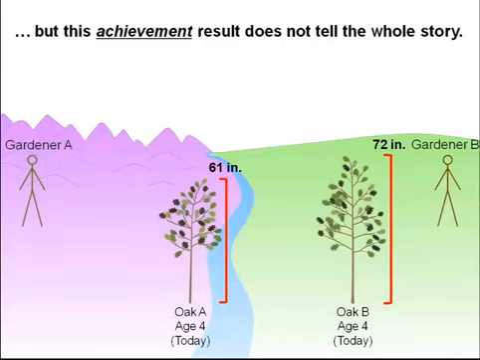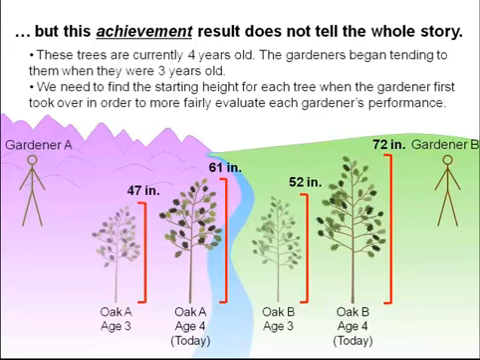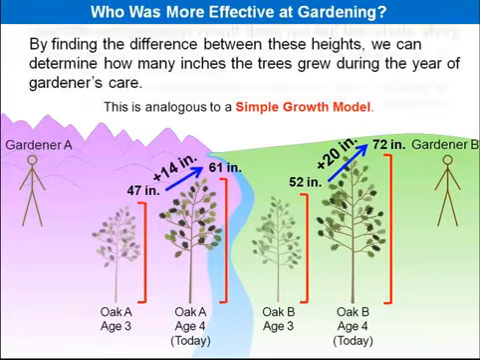More data is needed. These gardeners did not start with acorns. The trees are 4 years old at this point. We need to find the starting height for each tree in order to more fairly understand each gardener's performance during the past year. Looking back at our yearly record, we can see that the trees were much shorter last year. We can compare the height of trees 1 year ago to the height today.